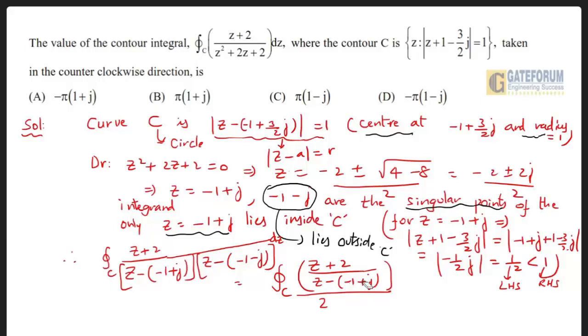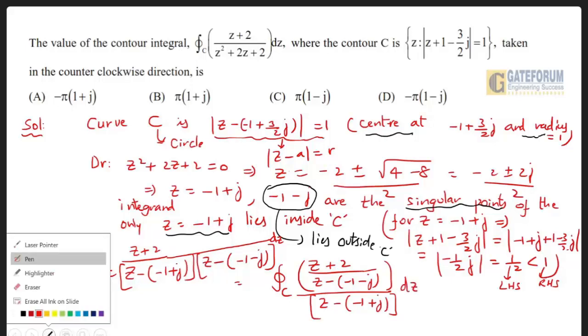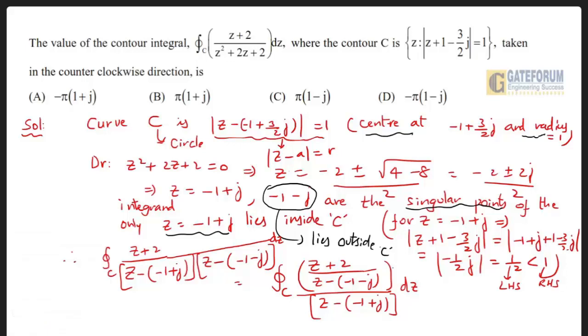So this is better to write minus 1 minus j. Now this denominator is z minus of minus 1 plus j dz. Now this looks like Cauchy's integral formula, where the numerator fraction is denoted by f of z, and the denominator factor is denoted by z minus a. So this point is a.